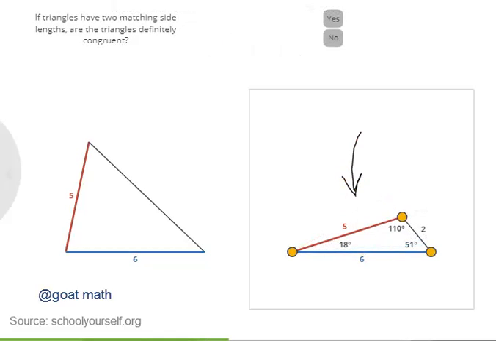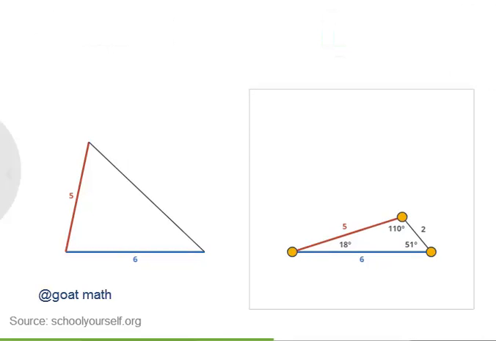Great! So here's another example of a triangle with sides of length 5 and 6. Now these 2 triangles have 2 matching side lengths, but do they look congruent to you? So if triangles have 2 matching side lengths, is that enough to say that they're definitely congruent? Right, having 2 matching sides, like these triangles here, does not guarantee that triangles are congruent. So next, let's look at triangles with 3 matching sides.